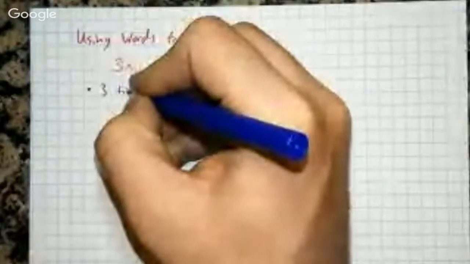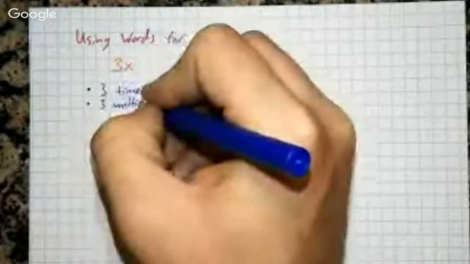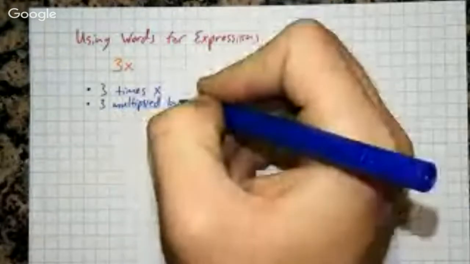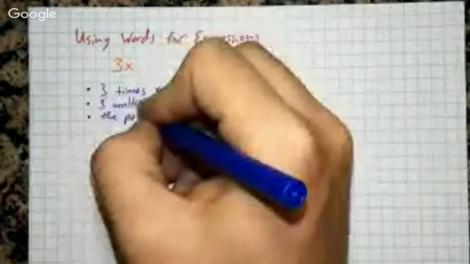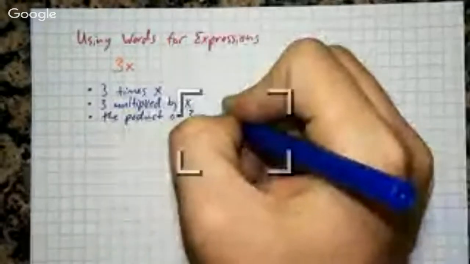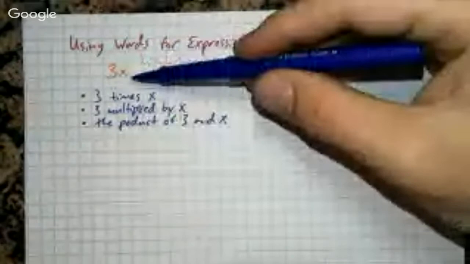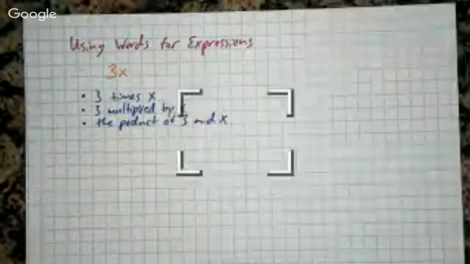3 times x, 3 multiplied by x, and the product of 3 and x. Each of those is talking about this. Each of those. Now it seems pretty simple.